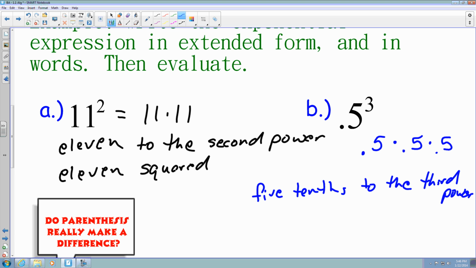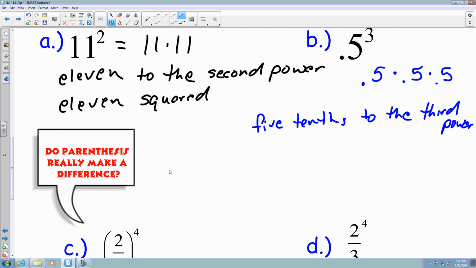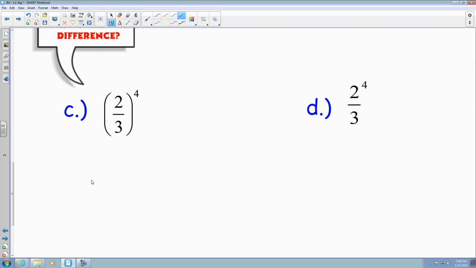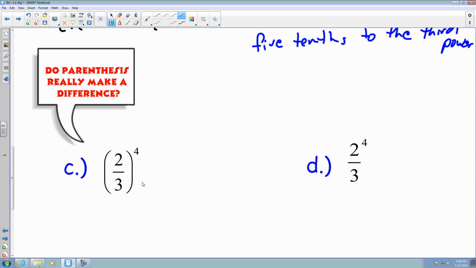You could also write 5/10 cubed, because anytime you have a 3rd power, that's also to be cubed. Okay? If you look at C and D, they're very similar, but they're very different. The big difference is the parentheses. And do parentheses really make a difference?